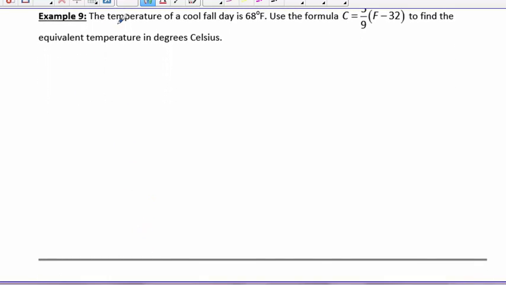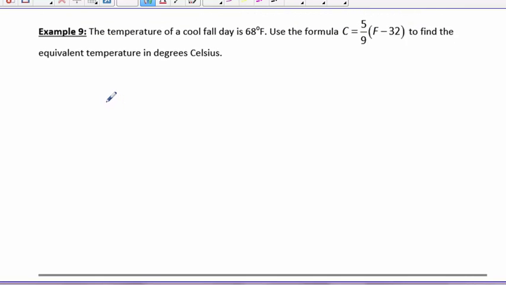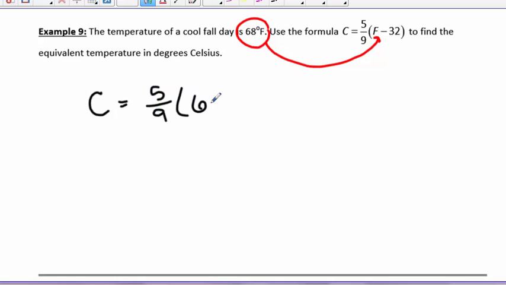Yep. The temperature of a cool fall day is 68 degrees Fahrenheit. Use the formula to find the equivalent temperature in degrees Celsius. Okay. My temperature here is in degrees Fahrenheit, so I'm going to plug that in for the F in the equation to find the answer in degrees Celsius. So C equals 5/9 times (68 minus 32).